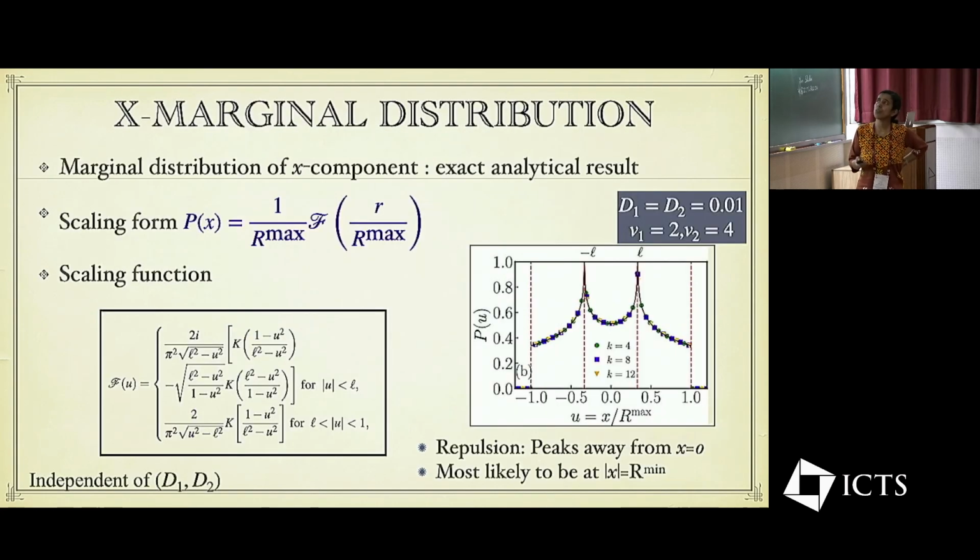We can also calculate the X marginal distribution exactly. This also has a similar scaling form, but the scaling function is a little bit different. The scaling function has 2 peaks. This is X by R max. So there is a minimum at the origin.